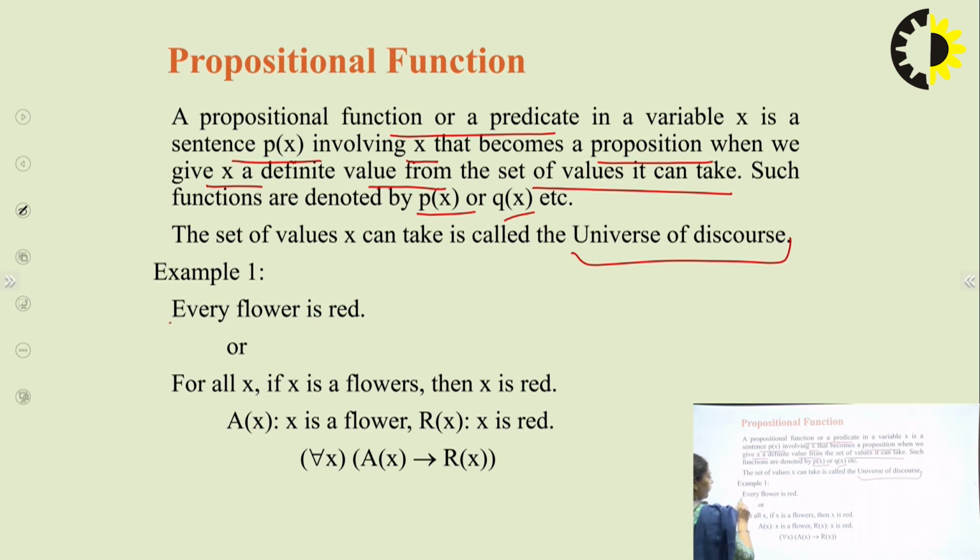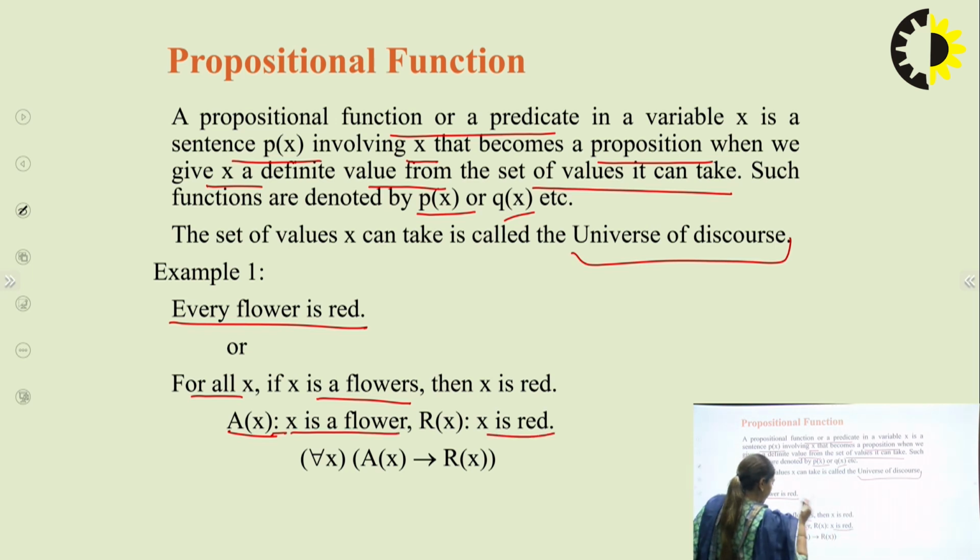Example 1, every flower is red, right? Now for all x, if x is a flower, then x is red, right? Every flower is red. For this statement to be true, first the x should be a flower. And if it is a flower, then it should be red in color, right? So we will divide this predicate like this. Ax is x is a flower and Rx is x is red, right? For all x, if Ax, if it is a flower, then it is red in color, right?